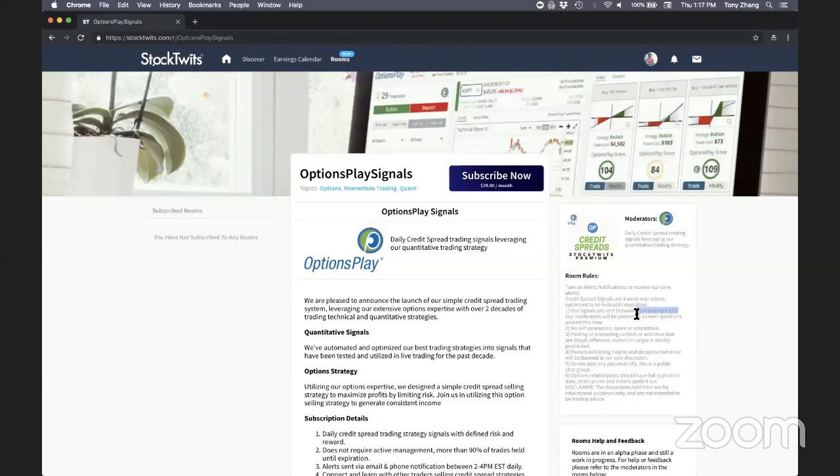Problem to sign in. If you could let me know what problems you're having, I'm happy to walk you through anything. So like I said, Options Play signals, stocktwits.com/r/optionsplaysignals. Once you log in, you'll be able to click on subscribe. Cannot find how to turn on alerts. Stuart, why don't you send me an email at info@optionsplay.com and I'll see what I can do to help you with that.